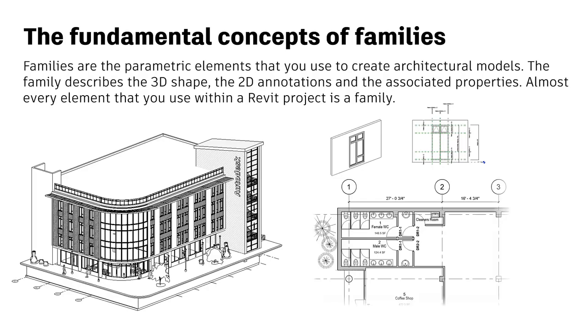The images shown on the right demonstrate that a family is much more than just a 3D element. Each family can have multiple representations in different views. For example, a door has a symbolic representation in plane, just showing the door swing, and another representation in an elevation view, perhaps just showing hinge positions.